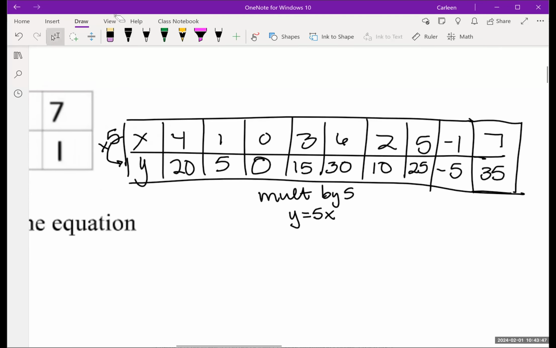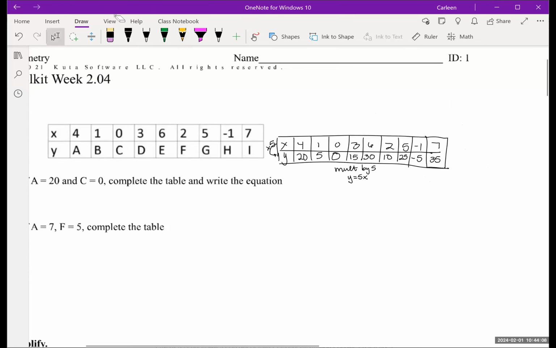Okay, now this is important. Can you see the fact that 0 was 0 told us it was probably not an add or subtract problem? Yeah, it was probably a multiply or divide problem. So that's what's important there. Okay, let's do this one again.